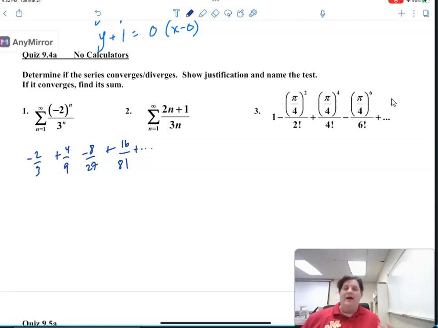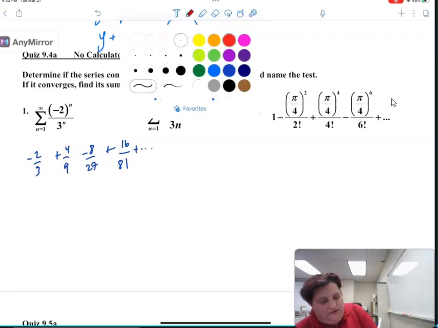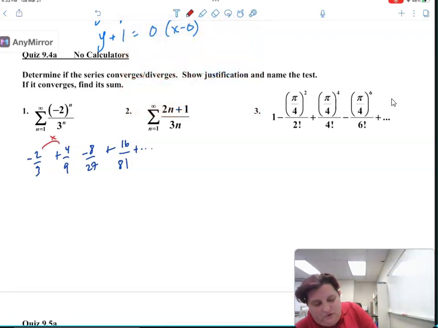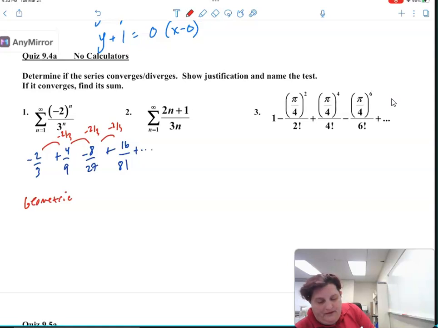All right, and then you ask yourself, is this geometric or not? Geometric is usually the easiest one to work with. When I look at this, it's multiplying by negative 2/3 every time, and then this next one is multiplying by negative 2/3. So this is geometric. Okay? A1 is negative 2/3 because that's what it starts at, and r is also negative 2/3.